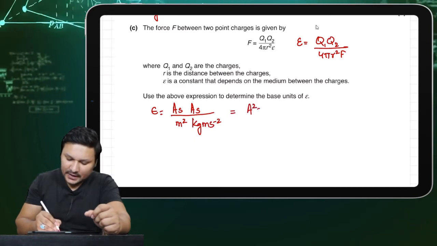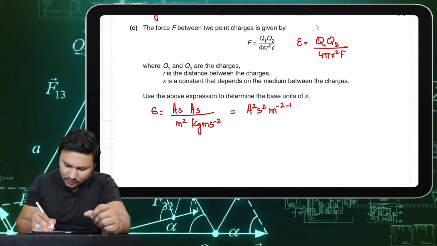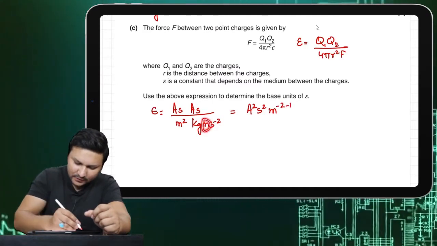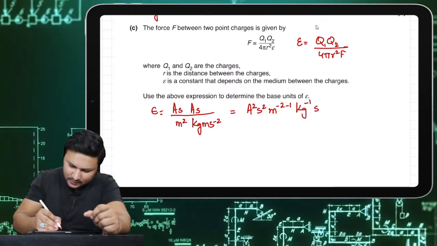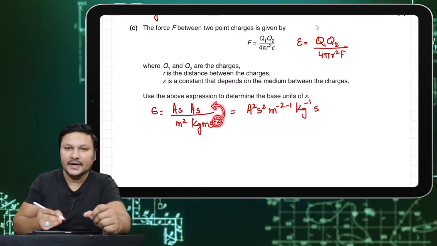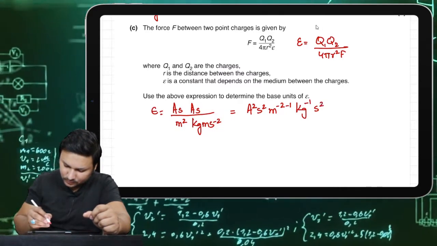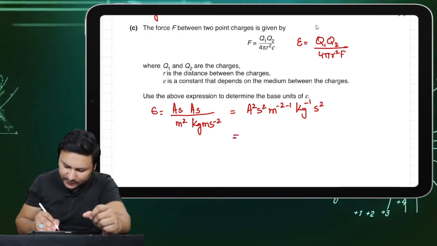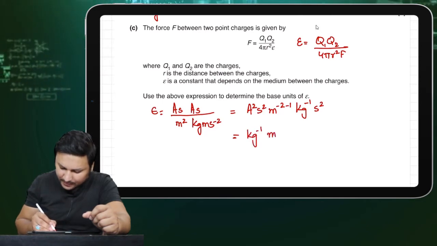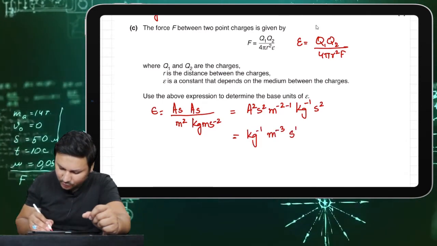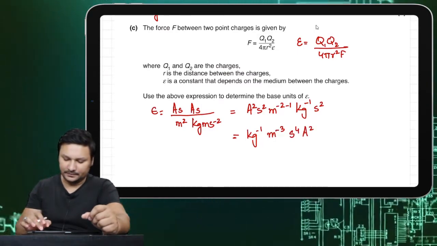That means A square, S square, M minus 2 minus 1, because this M is also given. Kg minus 1, S minus 2. This minus 2, when it comes in numerator, it becomes plus 2. So later on, what will you get? Kg minus 1, M minus 3, S4 A square. This is the base unit of epsilon.